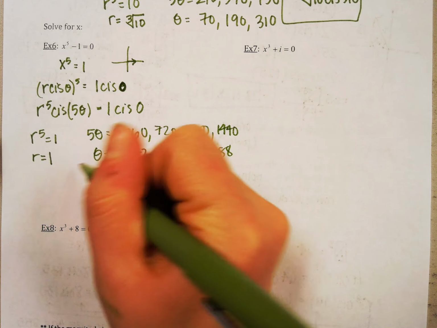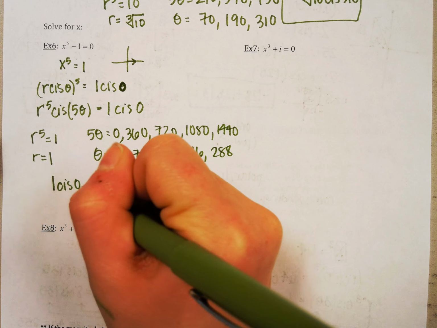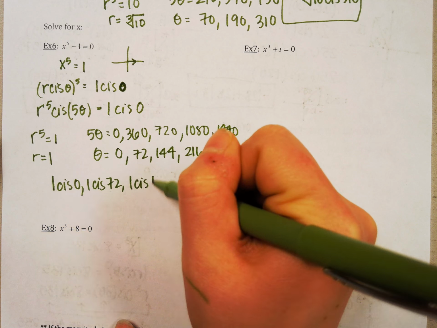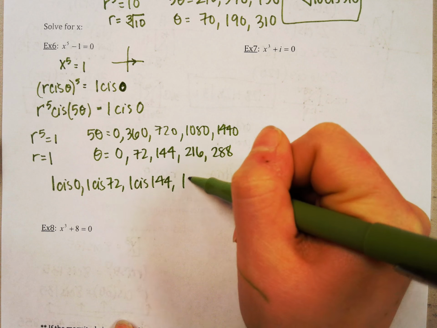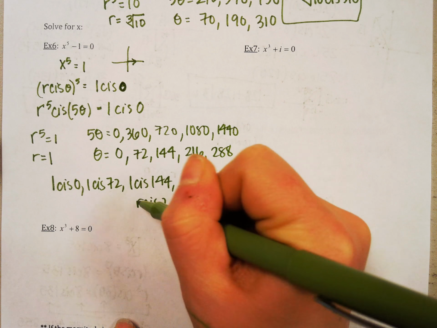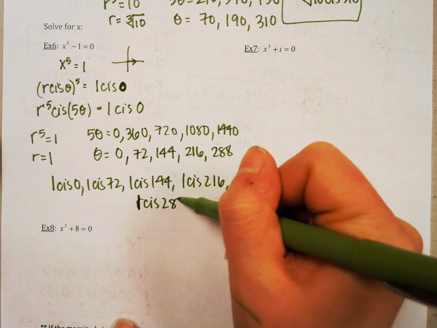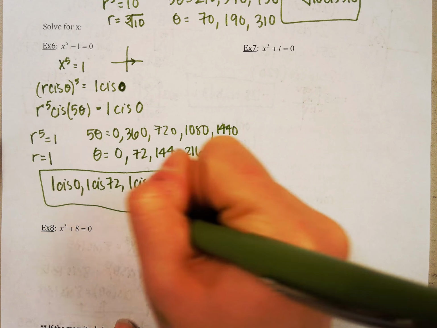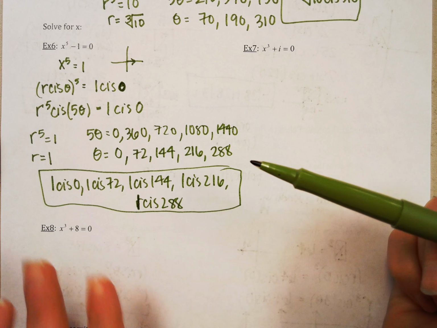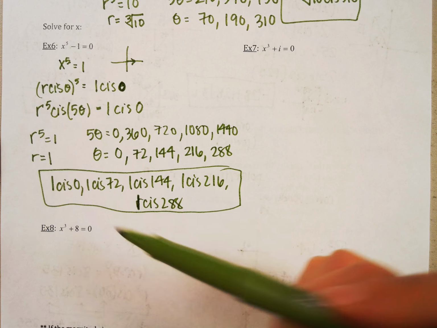So we'll have 1 cis 0, 1 cis 72, 1 cis 144, 1 cis 216, and finally 1 cis 288. 5 solutions in total. That's one way to check, because if you only end up with 1, that's the whole point of this thing: you need 5.